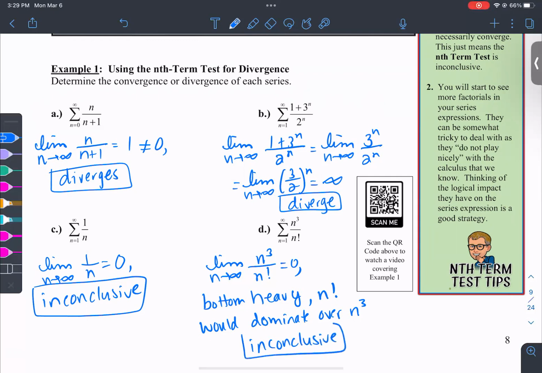Okay, you'll follow this lesson with your skill builder, where you're determining if series converge or diverge, or if it's inconclusive based on the nth term test.